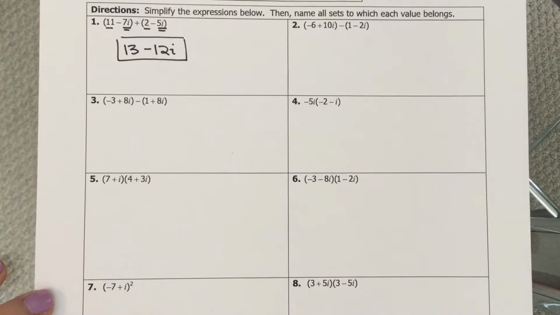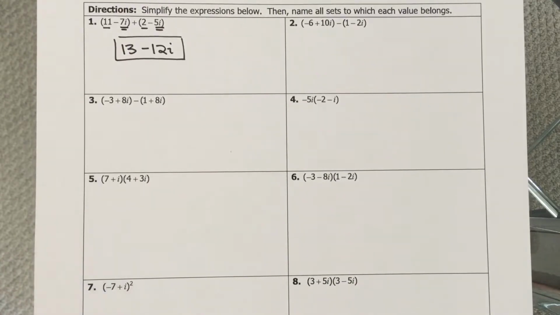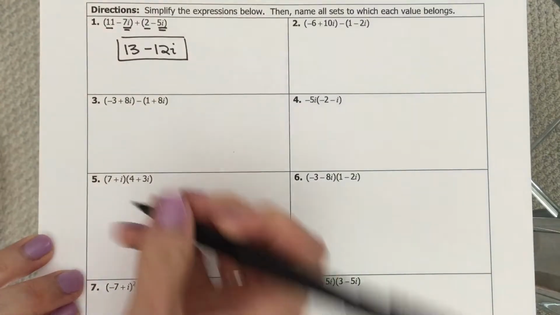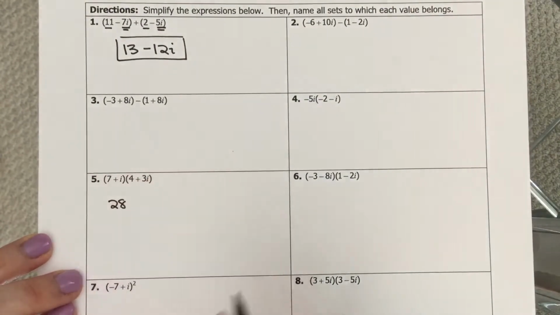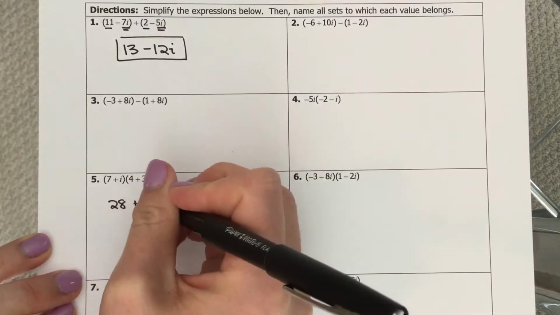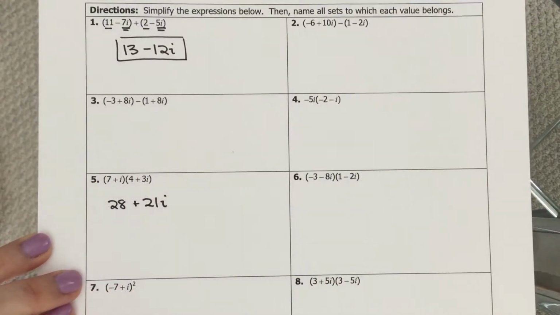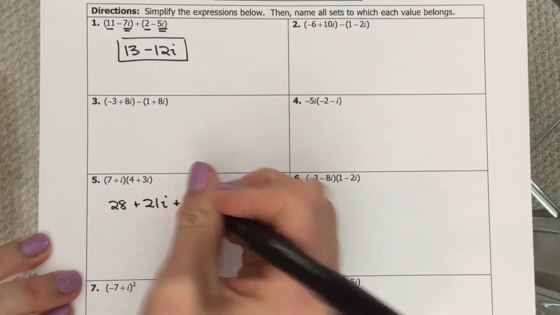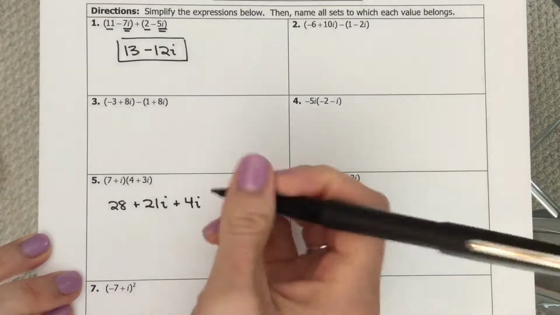5 is an example of multiplication. These ones work the exact same way that foiling does. So we will multiply first, which is 7 times 4, that gives us 28. Outside, 7 times 3i, you multiply the numbers and then attach i to it like that. Same thing with the inside, i times 4 is just 4i. And the last one, i times 3i.